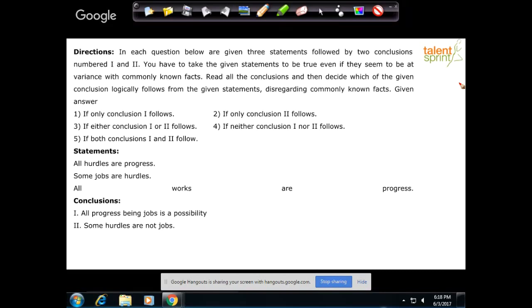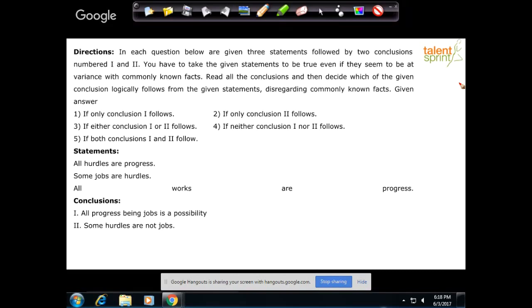Even though we may not agree with them, they may go against common sense. It may sound stupid, it may sound silly. But remember, you have to consider those statements to be absolutely true. And then based on them, you have to see whether the conclusions actually follow or not.